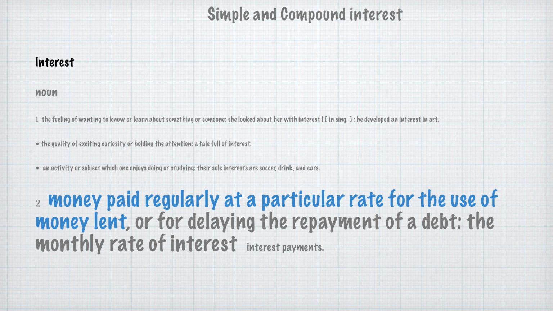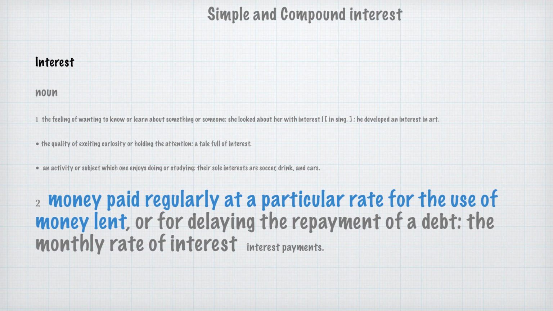So, first of all, let's start with the definition of the word interest. Now, it has many meanings, but the meaning that we are interested in for our purposes today is that it is the money paid regularly at a particular rate for the use of money lent. Okay? I'll simplify it further. It is money paid regularly on money lent, right?